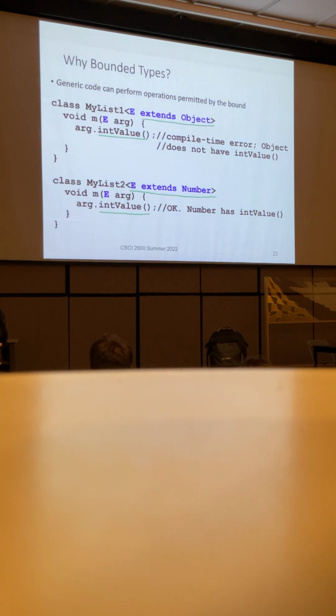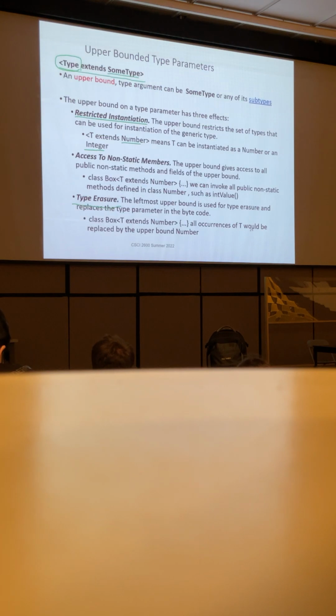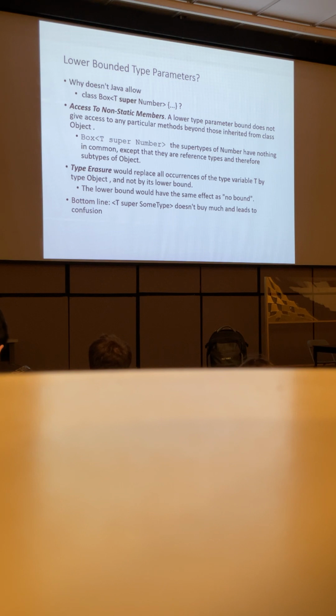So in this example, with type erasure, E in your code will be replaced with Number. Not with Object, but with Number, because whatever that E is, it is guaranteed to be at least a Number, maybe a subtype of Number, but not any class that is not a subtype of Number. All right, so that's that.